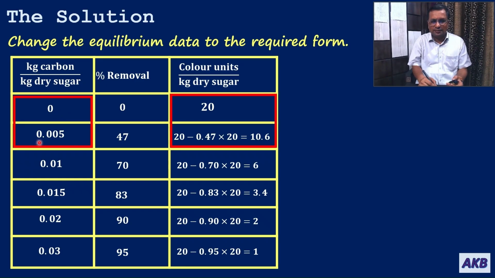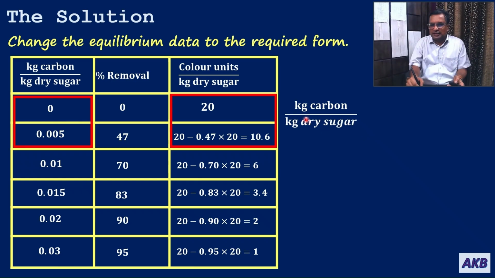And when you add 0.05 kg carbon per kg dry sugar, the color units per kg dry sugar left in the solution are 10.6. That is, the color reduces from 20 to 10.6 when you are adding 0.05 kg carbon per kg dry sugar.